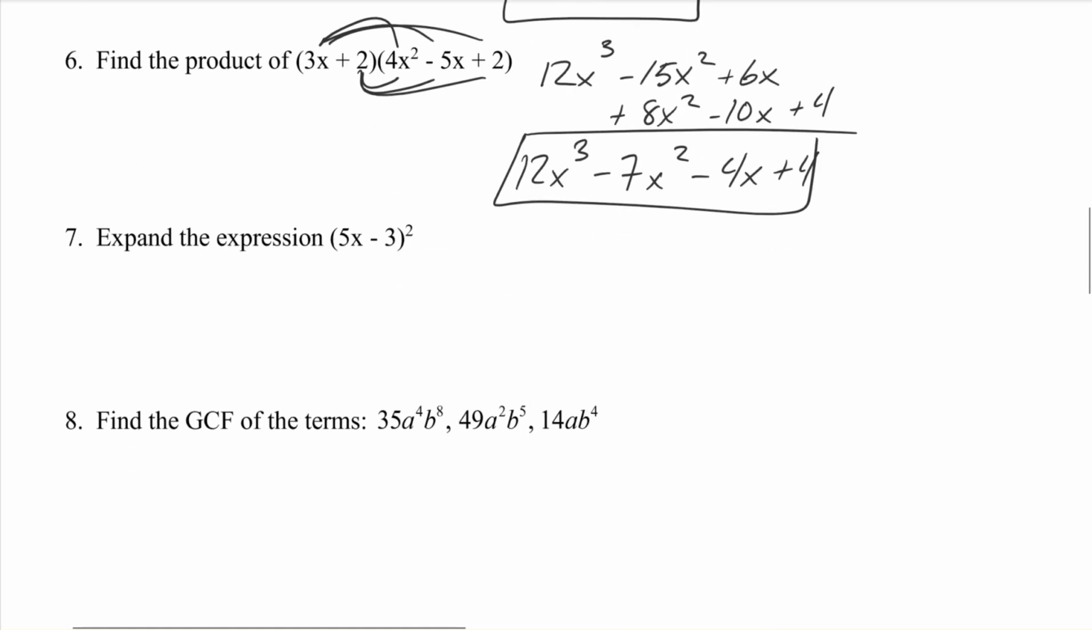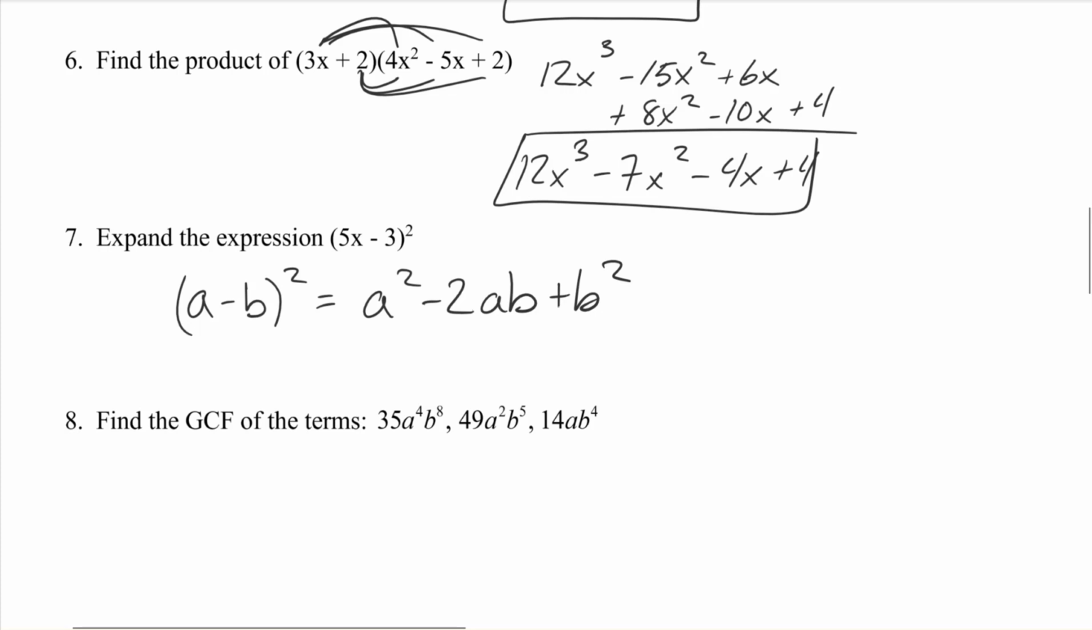Expand the expression. We can do this two different ways. Hopefully we can recognize that this is the pattern. This is minus, so the quantity a minus b squared makes the pattern a squared minus 2ab, I didn't write the 2 in there, minus 2ab plus b squared.